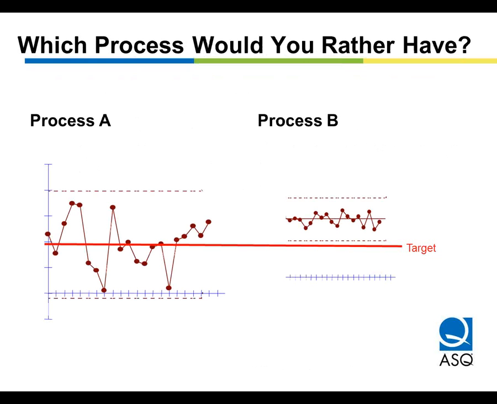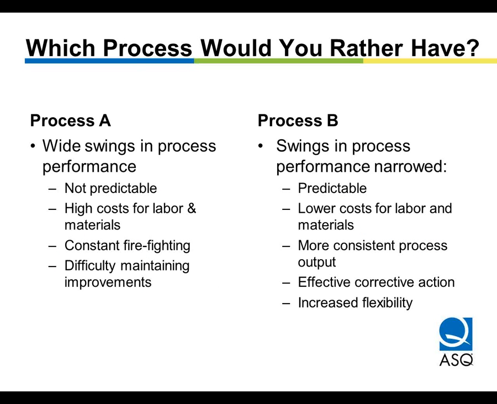So before we go into defining the variation methodology, given these two processes, process A and process B, which would you rather have? Think about it. Process A has wide swings in performance. So it's not very predictable, and that lack of predictability may result in high costs for labor and materials. It may also result in constant firefighting and difficulty maintaining any improvements that are made.